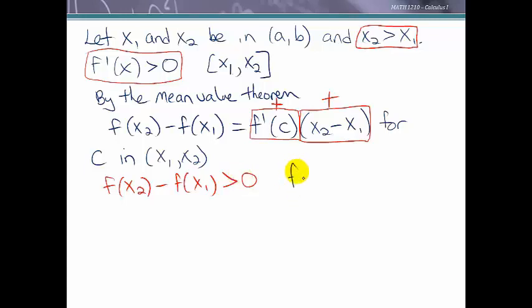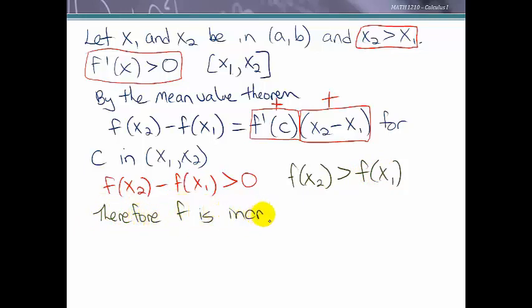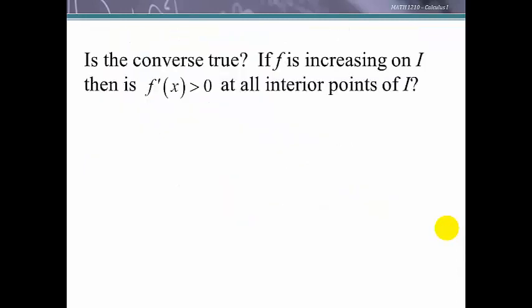Now let's go ahead and move the f of x1 to the other side. And we have that f of x2 is greater than f of x1 for every point in this interval. Well, that was the definition for increasing. So therefore, f is increasing on this interval. And that was what we wanted to prove. Now the second one would be very similar to this, but using a less than 0.